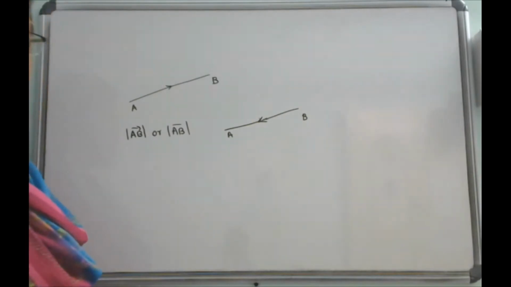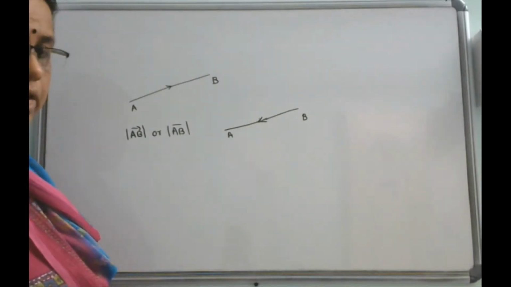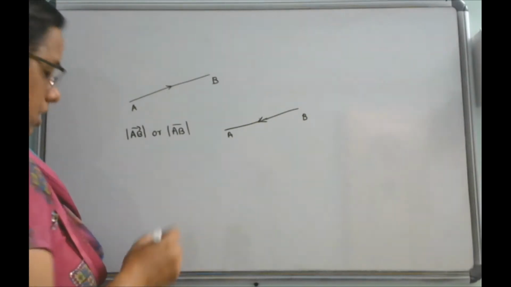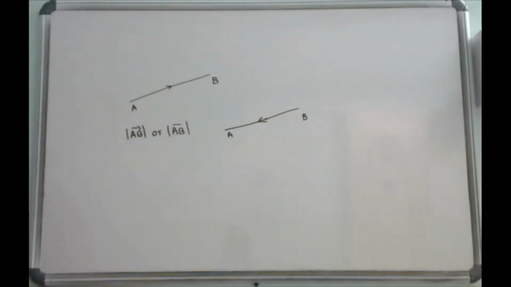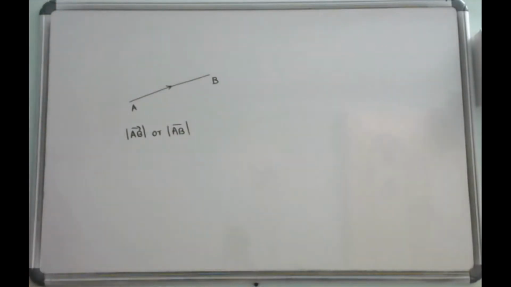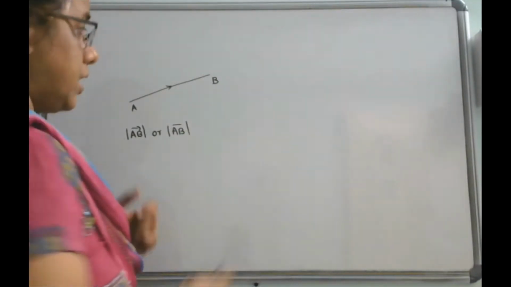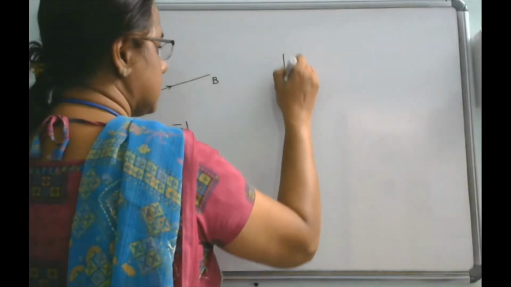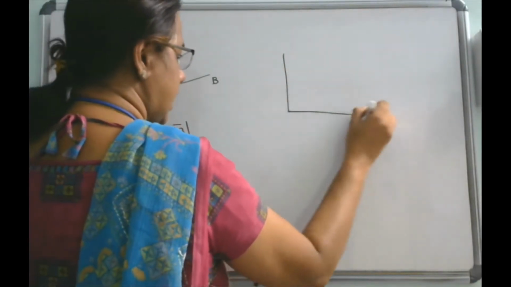Now talking about the position vector. When we talk about the position vector, here we can consider the vector to be in 3-dimensional coordinates. When we talk about the 3-dimensional coordinate system, we have the x-axis, the y-axis and the z-axis.